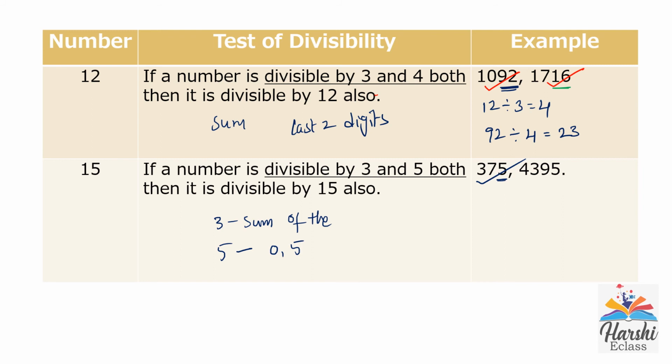Next example, 4395. Sum of these digits are 4 plus 3, 7, 7 plus 9, 16, 16 plus 5, 21. 21. 3 sevens are 21. 4395 is divisible by 3. And also it is ending with 5, means it is divisible by 5 also. 4395 is completely divisible by 15 without leaving any remainder.